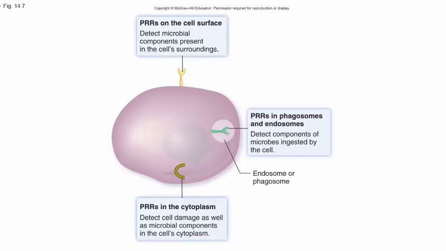Then you have the pathogen-associated molecular patterns, PAMPs. I know it's a mouthful. They're similar to MAMPs, but they only apply to pathogens. Okay? Then we have the danger-associated molecular patterns, DAMPs. And these are molecules that indicate host cell damage. They're located in 3 distinct areas: on the cell surface, in endosomes and phagosomes, and freely floating in the cytoplasm of the cell.